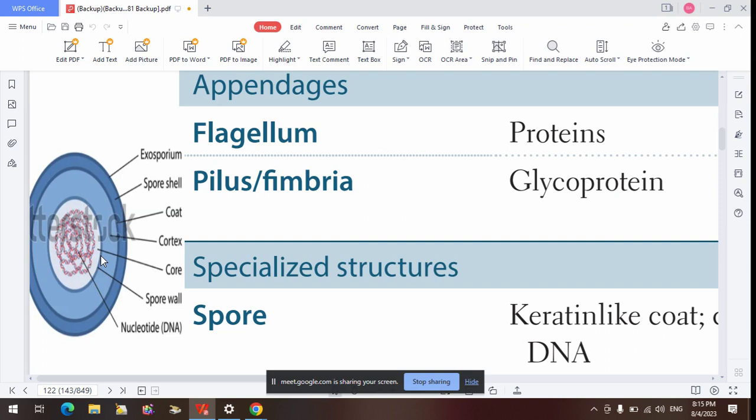You see, all these other layers, they're actually trying to protect it from water, from dehydration, from destruction from chemicals, as well as heat. But the one that actually participates in protection from heat the most is that dipicolinic acid that is surrounding the DNA.